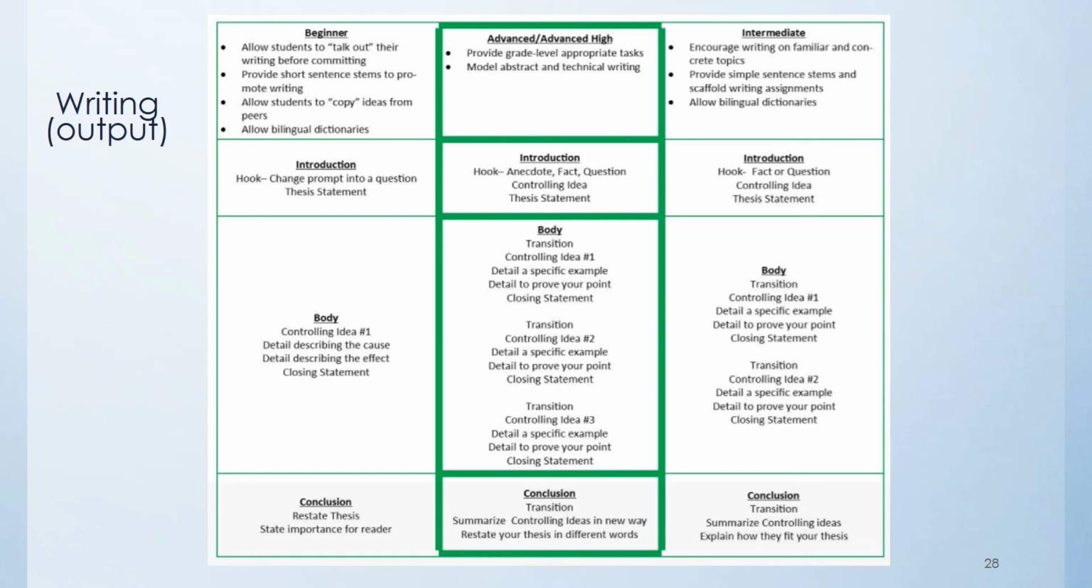And then for a student who is advanced or advanced high, they have more English. You are providing grade level appropriate tasks. They have to write an introduction. In the body they have three controlling ideas with transitions in between and a conclusion. These are ways for you to scaffold or even modify your writing instruction for that student.